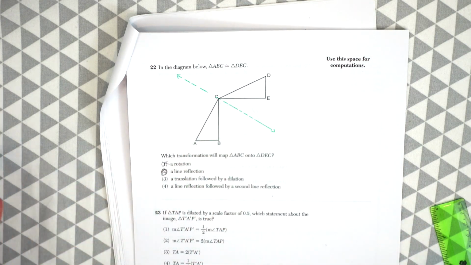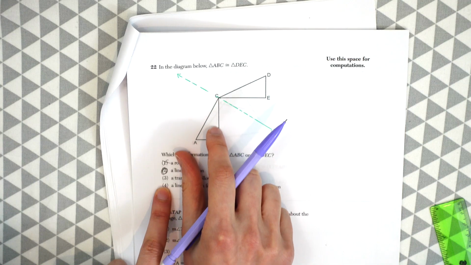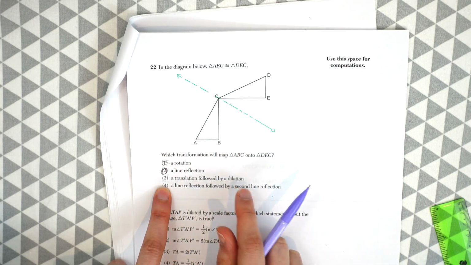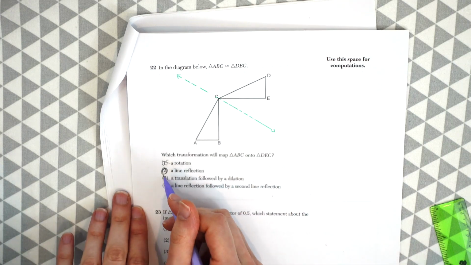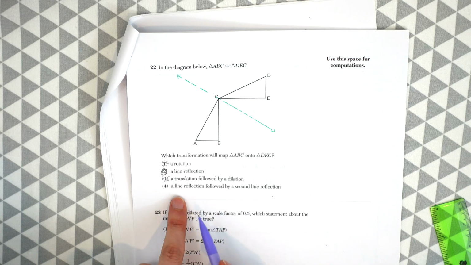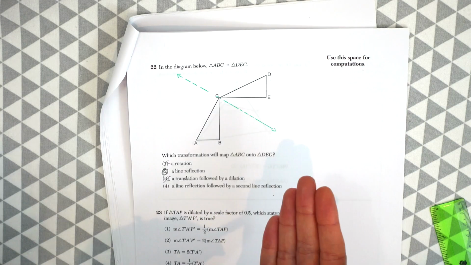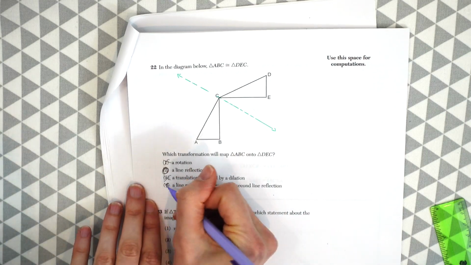And if you look at the other choices, you can see they're not going to be correct. Choice 3 has a translation, which means we're going to be moving it left or right or up or down, followed by dilation, which would make the triangle bigger or smaller. So we know that that's not the answer. We're not making the triangle bigger or smaller here. And then choice 4 is a line reflection, followed by a second line reflection. You don't even need 2 reflections, you only need 1. So that's not our answer.